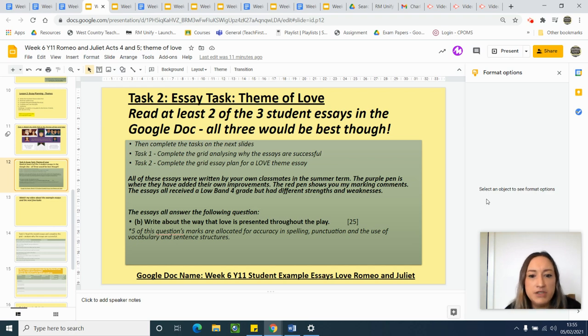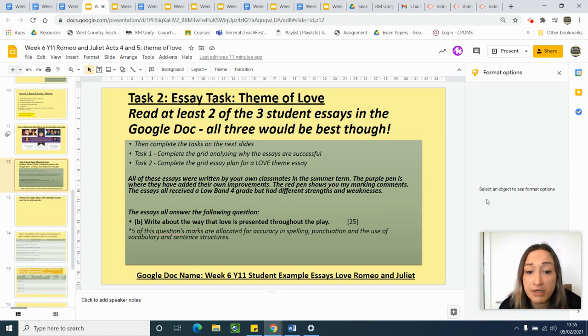Okay, so I just wanted to remind you about a couple of things to do with this essay. I'm not going to read out all of the essays to you, but I'm just going to go over a couple of key things that I want you to think about when you're doing the activity, okay? So, task one is to complete the grid analysing why the essays are successful, and I'm going to go through that before I go and look at the essays.